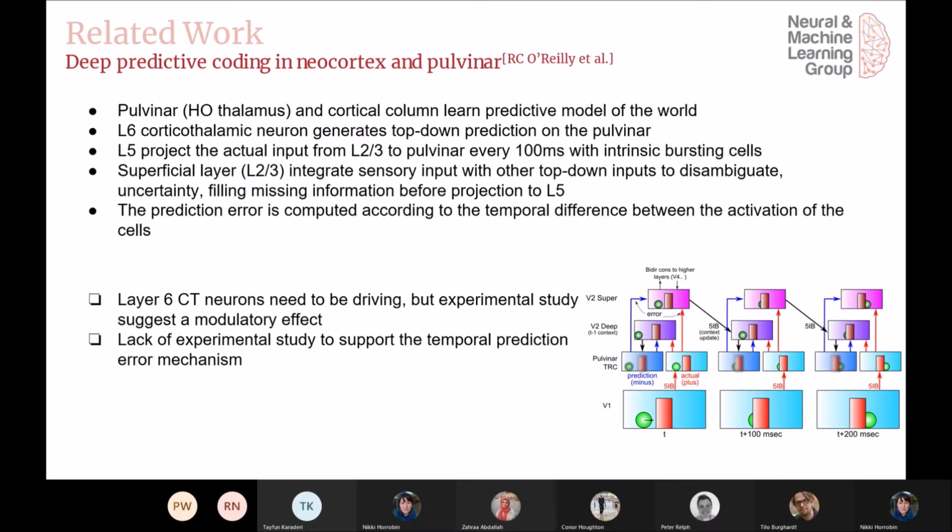So this theory says that layer 6 sends a prediction into the thalamus, and then layer 5 and layer 2-3 jointly try to provide the thalamus with the actual outcome. So you predict what's going to happen by layer 6, and then layer 5 provides the actual outcomes, and then you get this prediction error. However, experimental studies show that this layer 6 projection into the thalamus is not driving, so it's not likely that they can make predictions, but it's still under debate. And there is some lack of experimental study on how this temporal prediction error is actually computed.